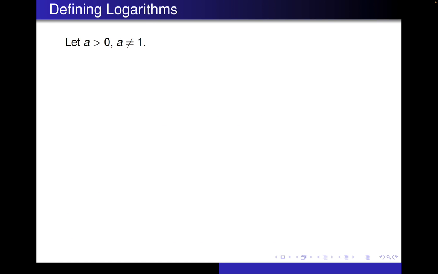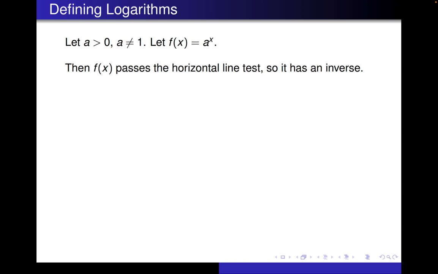All right, so in general, if we let a be greater than 0, where a is not equal to 1, and if we let f of x equals a to the x, that one is going to pass the horizontal line test. You can see the different examples that we had for graphs of exponential functions to verify that yourself. It's going to pass the horizontal line test. That means it has an inverse, and since it has an inverse, if f of x equals a to the x, the inverse function we're going to call log base a of x.